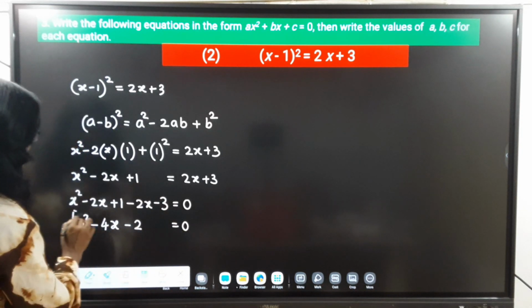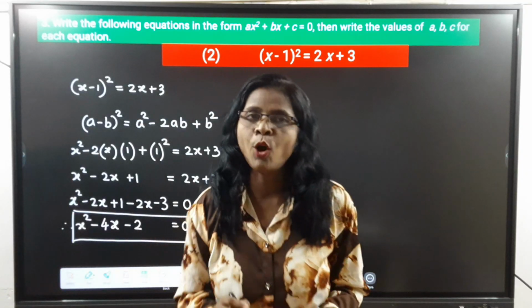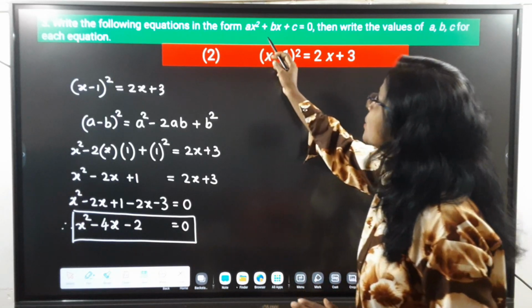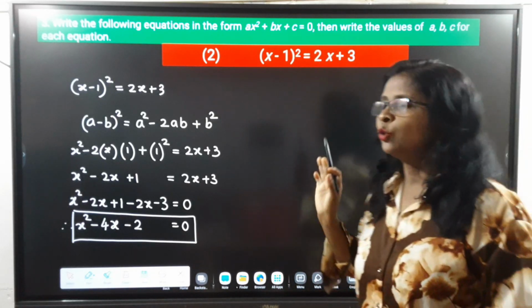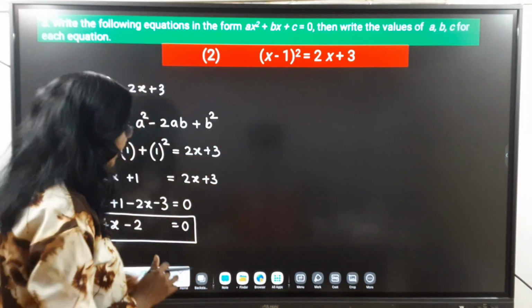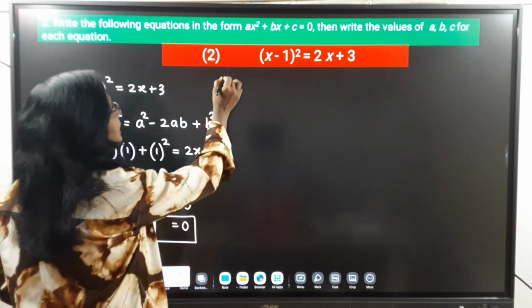So now here, students, this is the simplest form. This equation is in simplest form and it is in the form ax square plus bx plus c is equal to 0. Then, students, the first part is over. Then the next part is to find out the value of a, b, c.